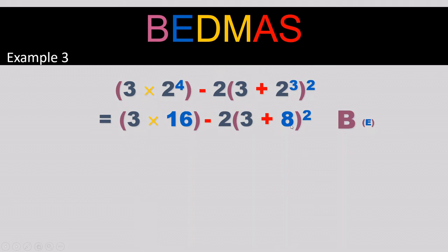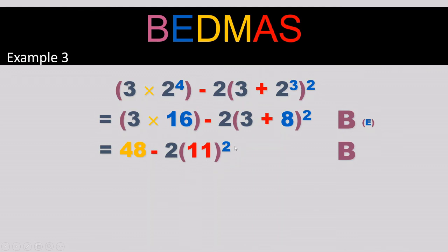Next, we're still looking at these brackets, and I still see that there's some calculations to be done. In this first bracket, I'll need to do this multiplication. So 3 times 16, that's 48. And in this next bracket, I'll need to work that out. 3 plus 8, that's 11. But again, I'm writing all of these terms in the same order as above. So the answer to this bracket, minus 2 times the answer of this bracket, squared.